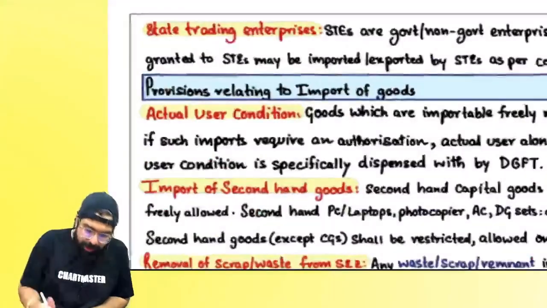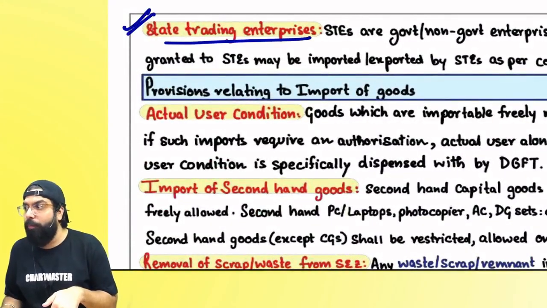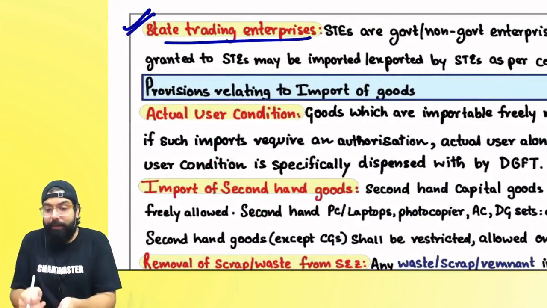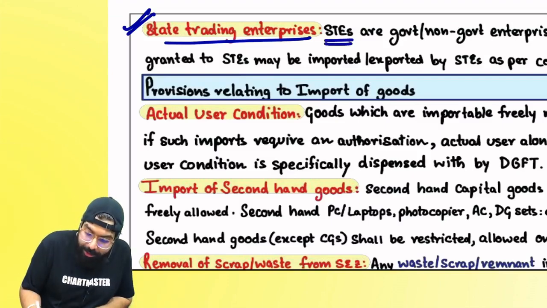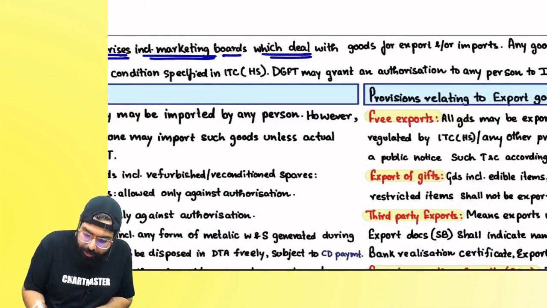The next one over here is state trading enterprises. There are some items which I just went ahead and showed you. Sir, I want petrol in my home. One full drum I will fill and keep. Every day I will fill in my car. Baba, not allowed. See, state trading enterprises are government or non-governmental enterprises, including marketing boards, which deal with what?